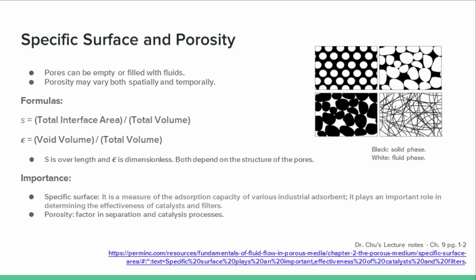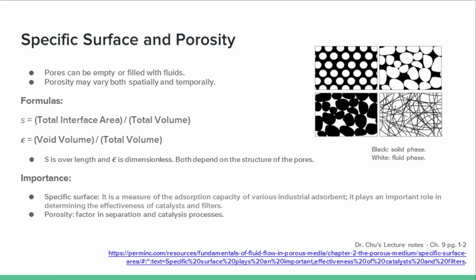The formulas to note are the specific surface, where S is equal to the total interface area over total volume, and the porosity, which is the epsilon symbol, the void volume over the total volume. S is over a length while epsilon is dimensionless. That's why S has the units of 1 over m, and epsilon does not have units. But both depend on the structure of the pores.